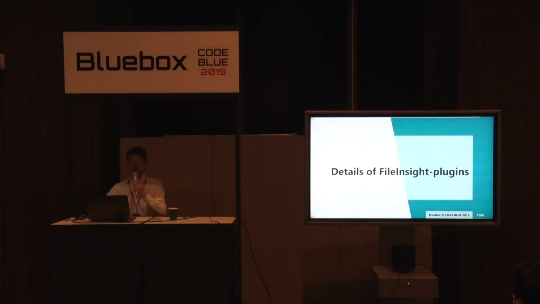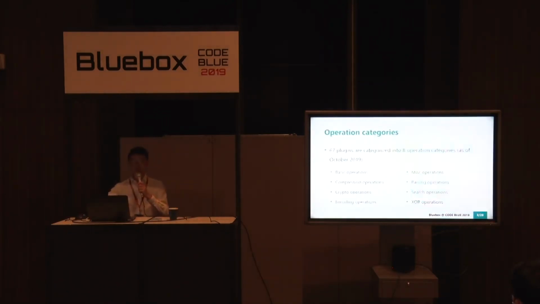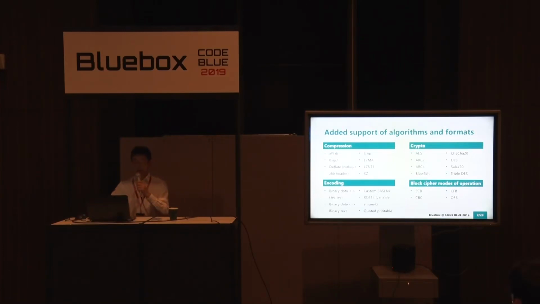Now let's see the details of FileInsight plugins. There are many plugins. These plugins are categorized into 8 operation categories, such as basic, compression, crypto, encoding, misc, parsing, search, and XOR. These add support for algorithms and formats. Many algorithms and formats are supported by the plugins.